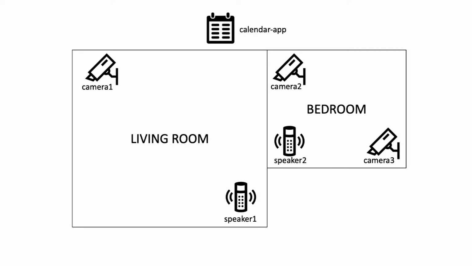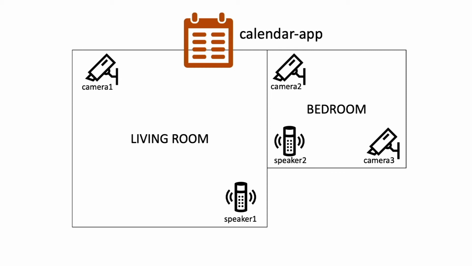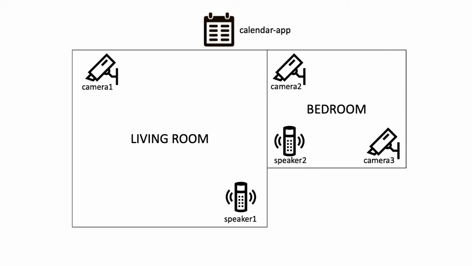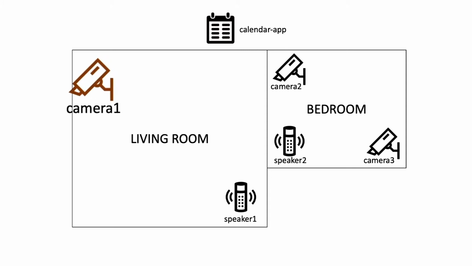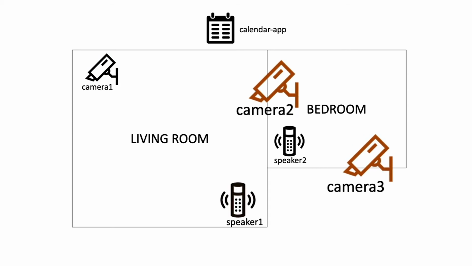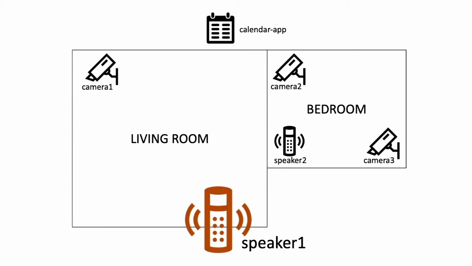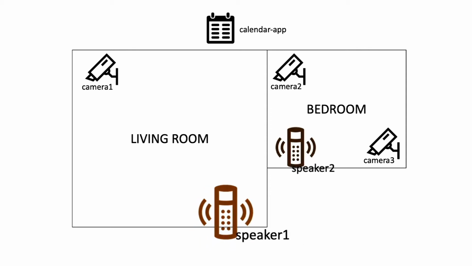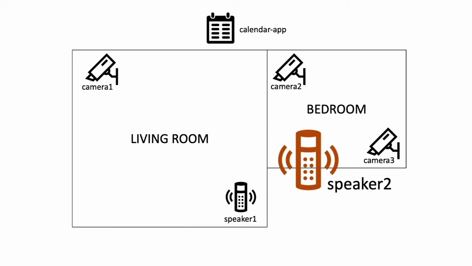The main goal of the policy enforcement task is to translate and verify the integrity of high-level security policies. So let's suppose to have a smart home in which we can use a calendar application. We also have a smart camera in the living room and two smart cameras in the bedroom. Then there is a speaker in the living room and another speaker in the bedroom.